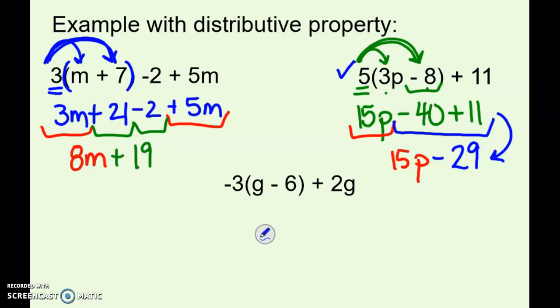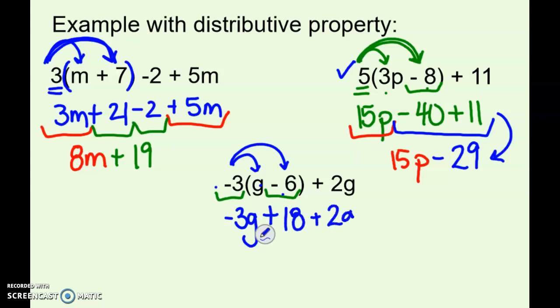Okay, so the last one I'm going to do, and then you've got 2 examples on your own. Again, draw your arrows. Okay, make sure that you know this is negative 6 inside there and a negative 3. Okay, let's rewrite it, distribute. So negative 3 times g, negative 3g. Negative 3 times negative 6, a negative times a negative, it's positive 18. And then just bring down your 2g. Okay. Find like terms. Negative 3g and 2g leaves me with negative 1g.